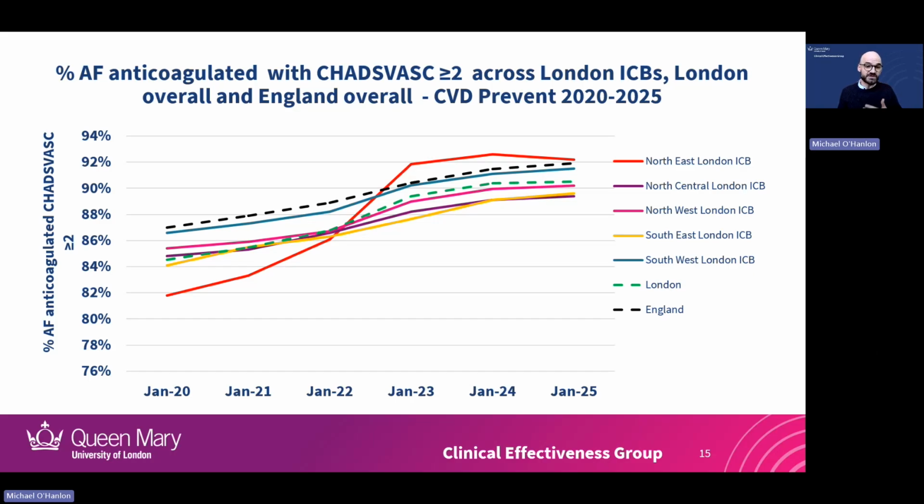And this is a graph, again, just showing percentage of patients with AF who had a CHA2DS2-VASc score of 2 or greater who were on anticoagulation. You can see that figure around January 2020, sitting around the 82% mark. And by 2023, that hit 92% and has overtaken all of the other London ICBs and the national average.